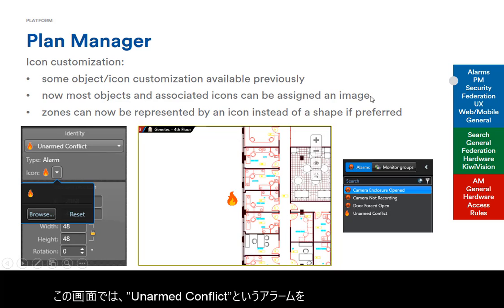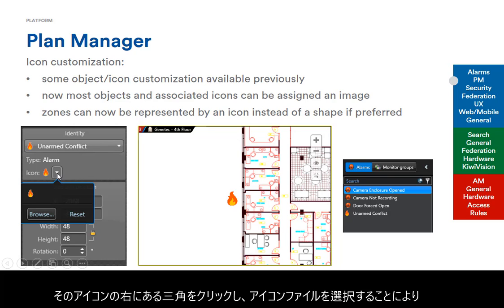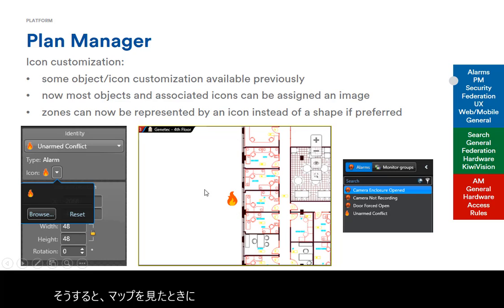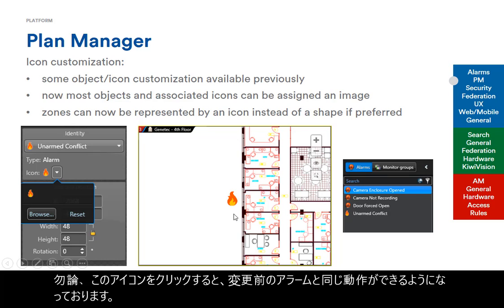So in this case, I added an alarm to my map, my unarmed conflict alarm, and I can go in and use the icon drop down and browse to a new file, and I'm going to change it to this little ball of fire here. That way, when I look on my map, I'm actually seeing this custom icon for the alarm. But of course, if I click on it, it behaves exactly like a regular alarm would.